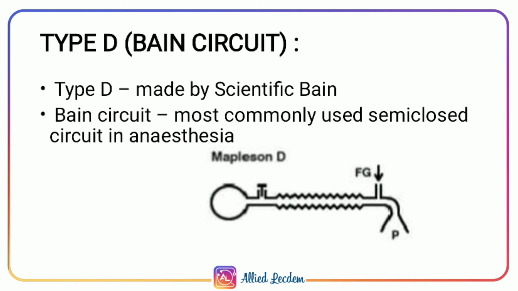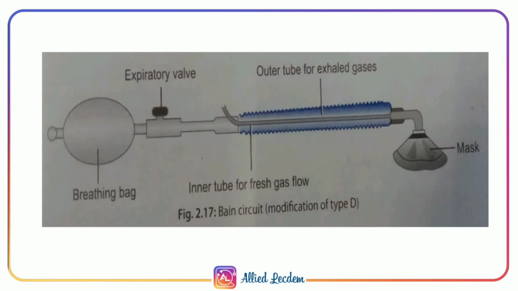Type D was modified by scientist Bain, therefore it's called the Bain circuit. It is the most commonly used semi-closed circuit in anesthesia, and as you can see, the APL valve is brought near the breathing bag and the fresh gas flow inlet near the mask. Not just that, Bain also made an inner tube in the type D circuit, making it coaxial, which means the fresh gases are delivered through the inner tube, reducing the chances of fresh gas and exhaled gases getting mixed together.